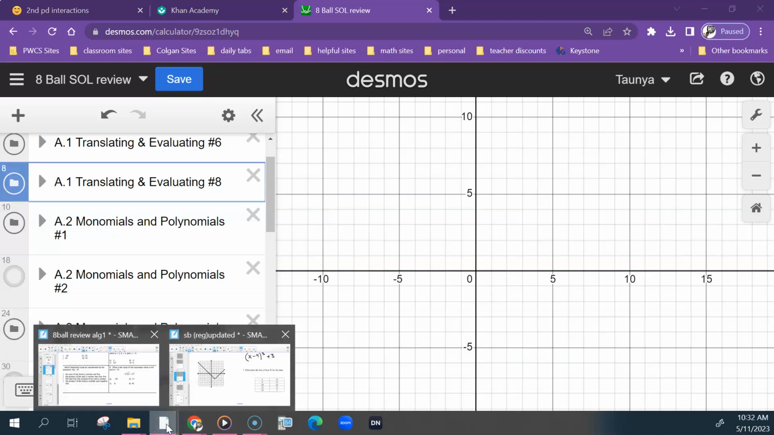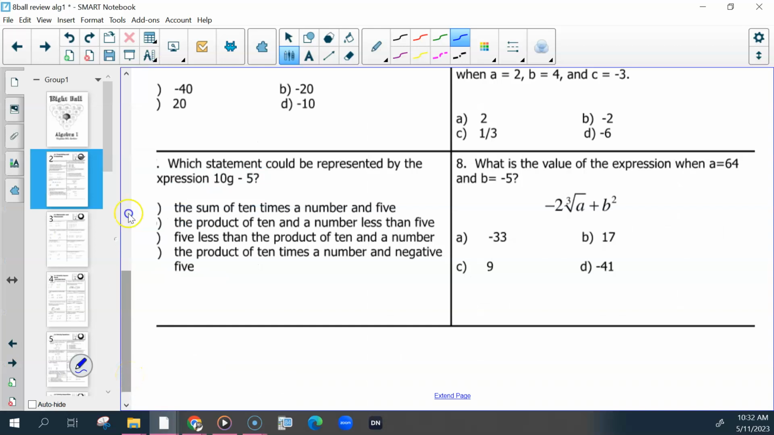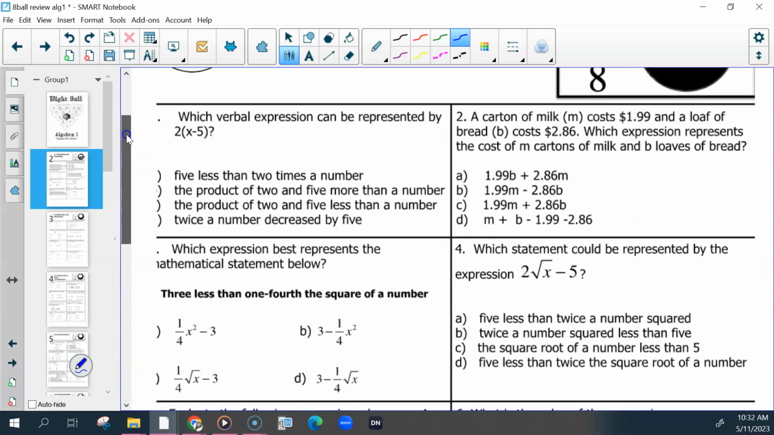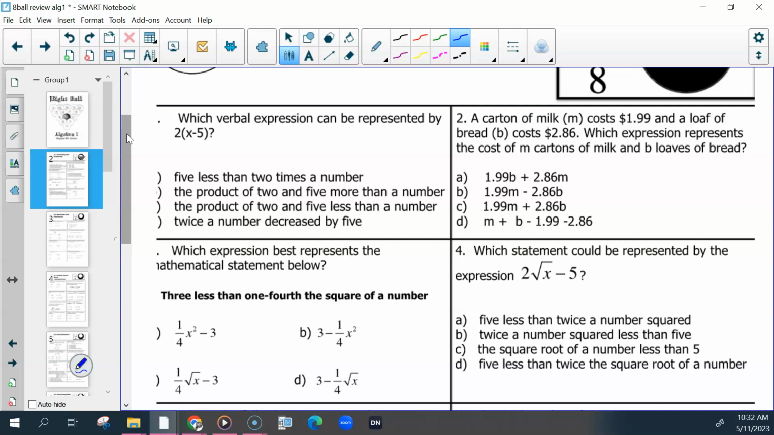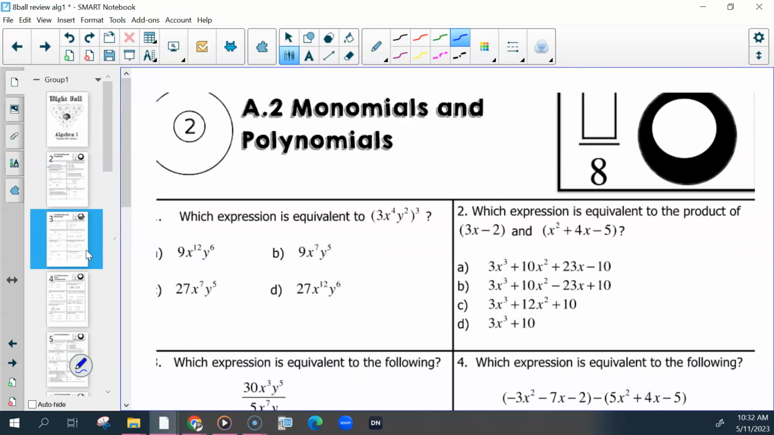So 1 is not a Desmos thing, but the answer to 1 was C. Questions on the second page? Cameron. 1. What the answer was and how to do it in Desmos.